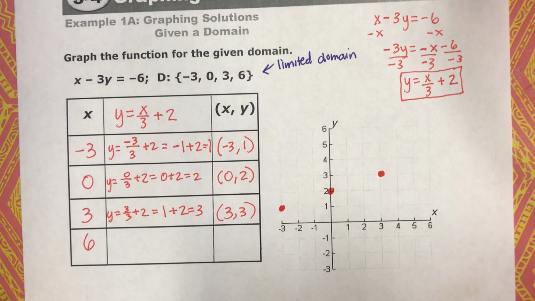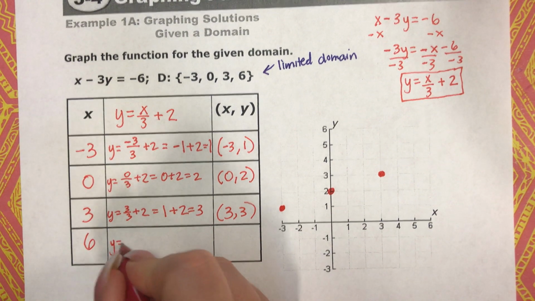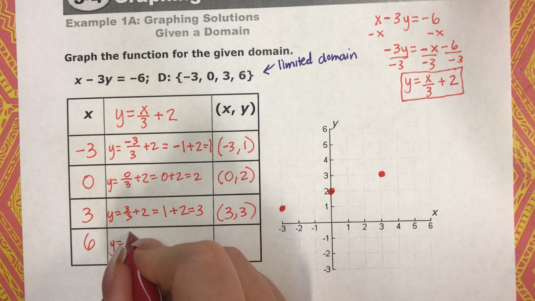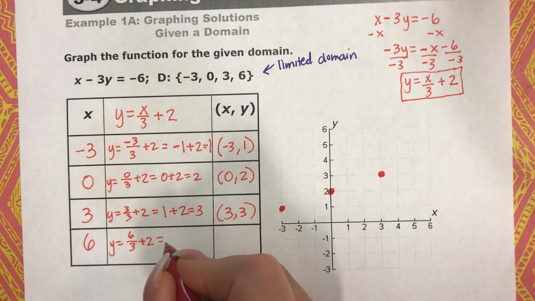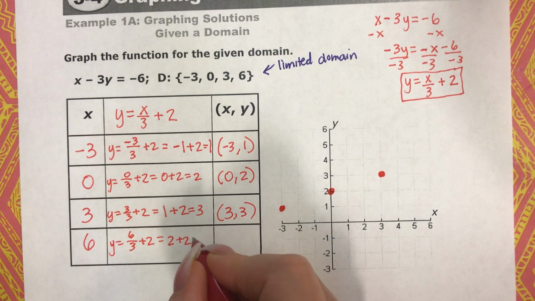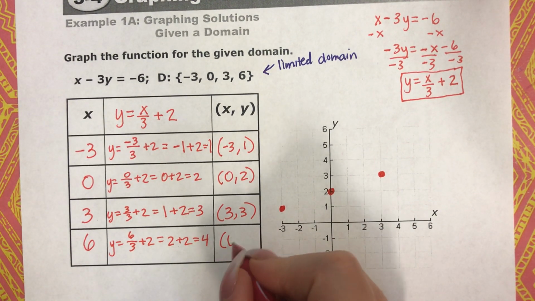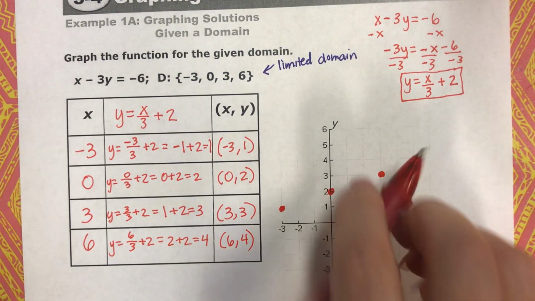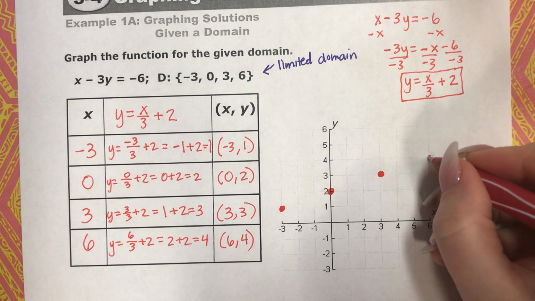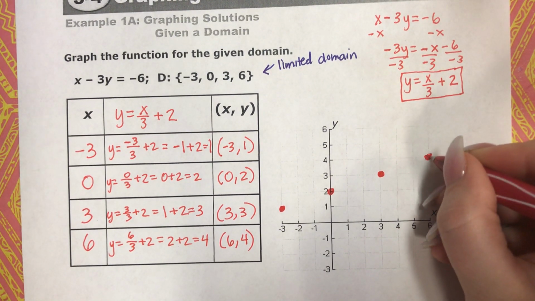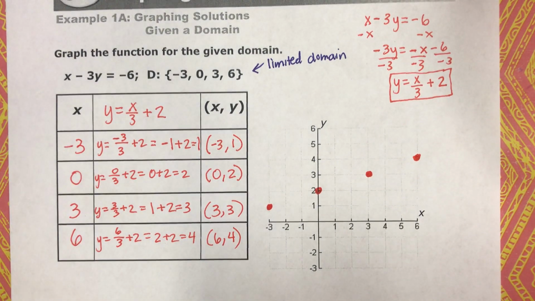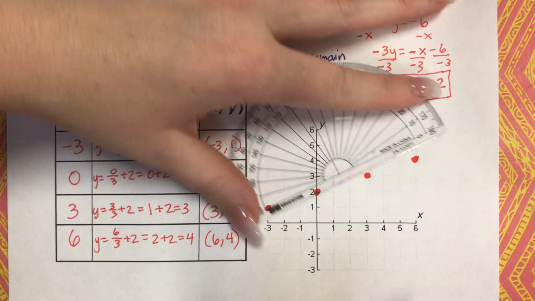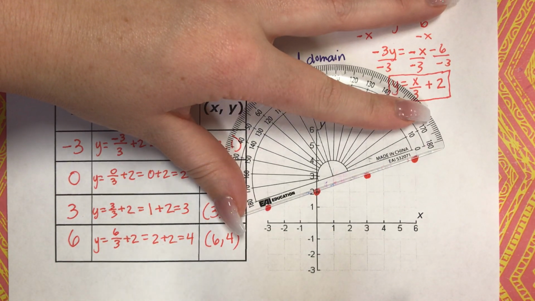And lastly, we have 6 right here. So that's going to be 6 over 3 plus 2. 6 divided by 3 is 2, plus 2 is 4, which we end up with the point (6, 4), and that point is there. So if you look at this, you can see that all of those points line up in a beautiful line, right?